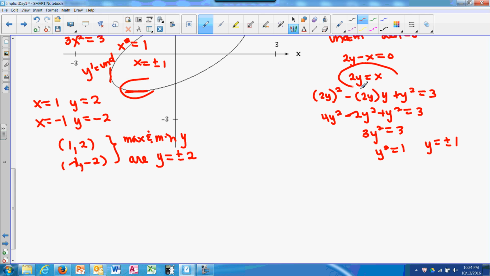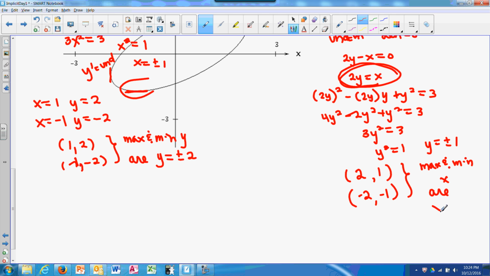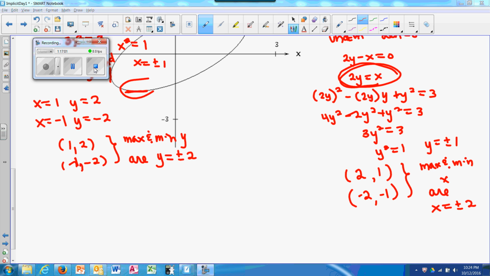We go back to our requirement for undefined, meaning x equals 2y. So if y equals 1, x equals 2. If y equals a negative 1, since x is double the y, we get negative 2. So that means that my max and min x values are x equal to plus and minus 2. It's really important that you learn how to do vertical and horizontal tangent lines and where those occur.